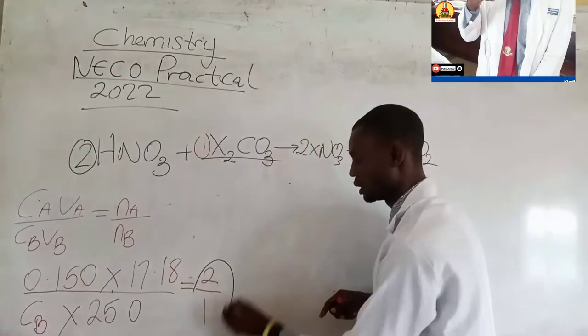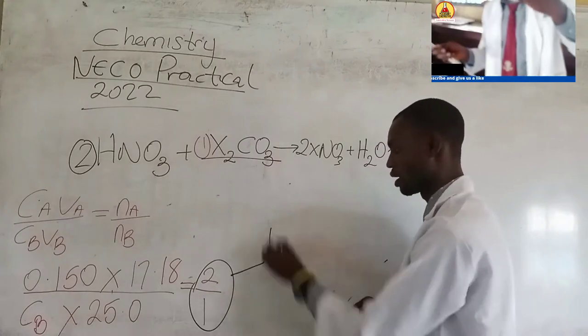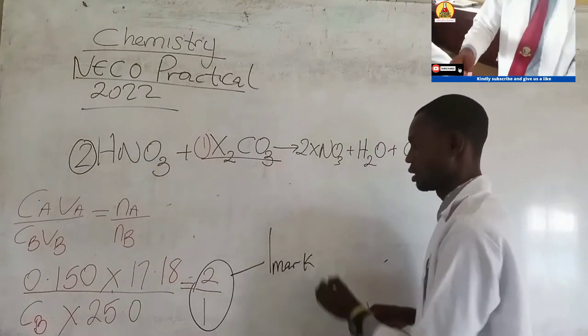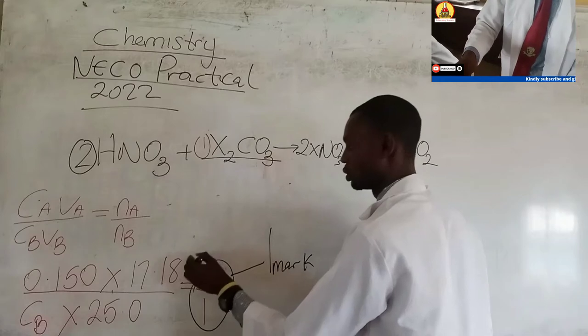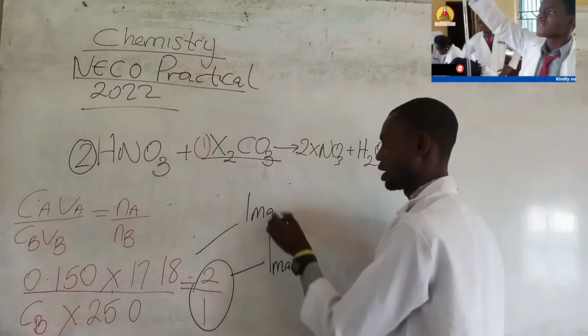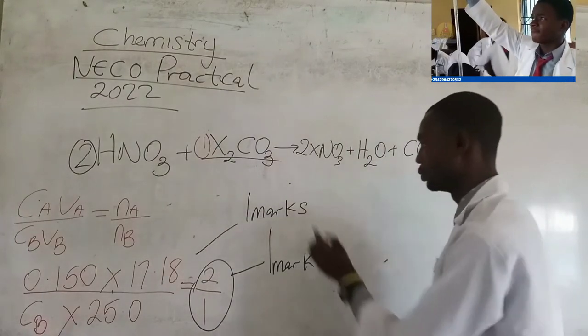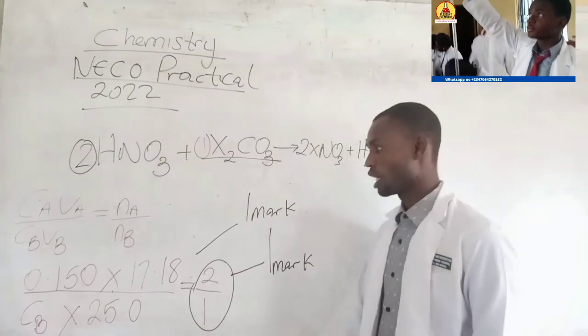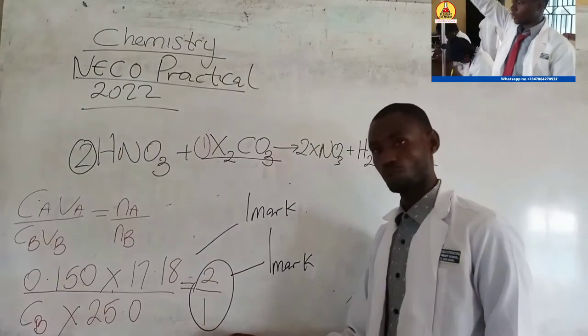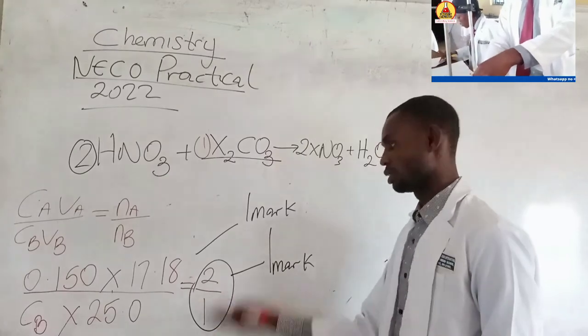for the correct mole ratio here, you are going to have 1 mark for this. And then for correct substitution, you also have another 1 mark. So you have 2 marks here. If you do it correctly, we have 2 marks here: correct substitution and likewise the mole ratio.